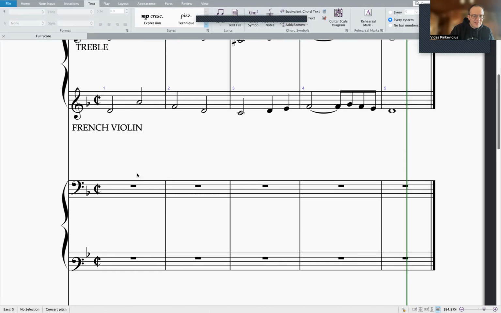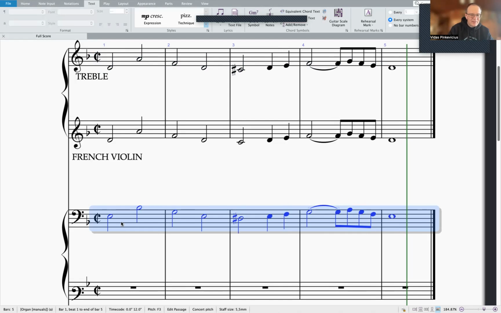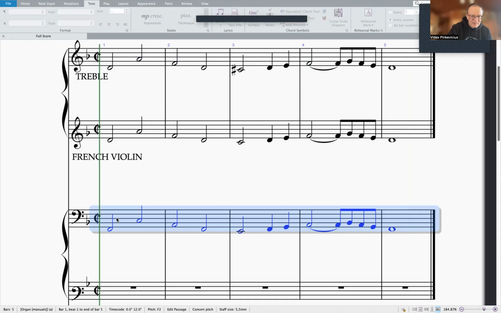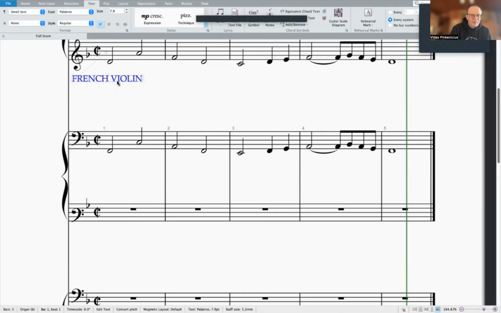Okay, now the bass clef. What happens if we play the same melody? If we play the same melody, and it's like this. Yes, it's like French violin clef actually, but 2 octaves below. So let's call it bass clef.